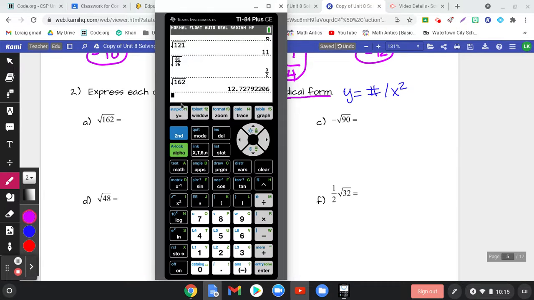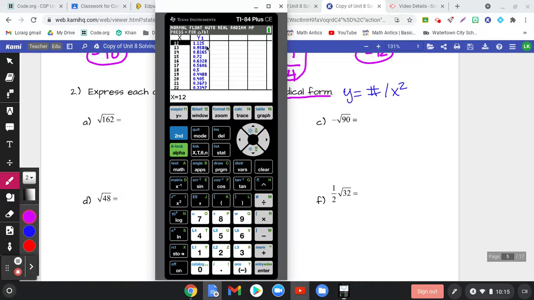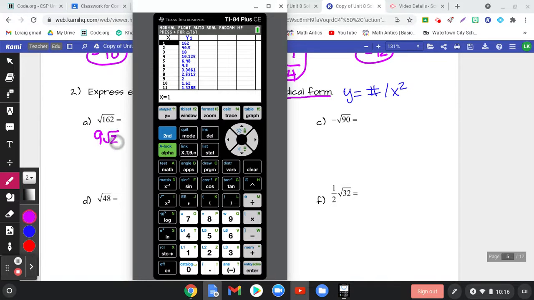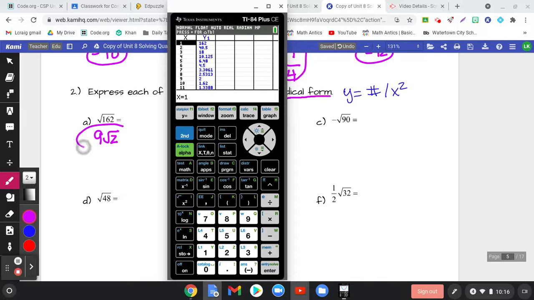Not a perfect square. So couple things you can do. Remember the calculator trick, which I put right here. You go to y equals, type the number 162 divided by x squared. Hit second graph to go to the table, and so you can see right here the 162. You want to scroll down until you find your last set of whole numbers. The easiest way is scroll down until you find a 1 and then go back up. 9, 2. So it's 9 radical 2 is your answer.